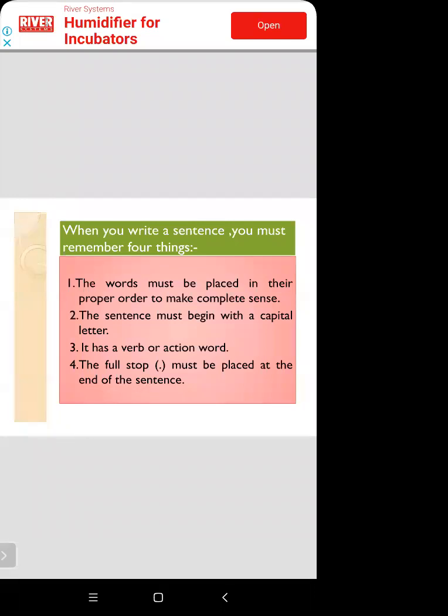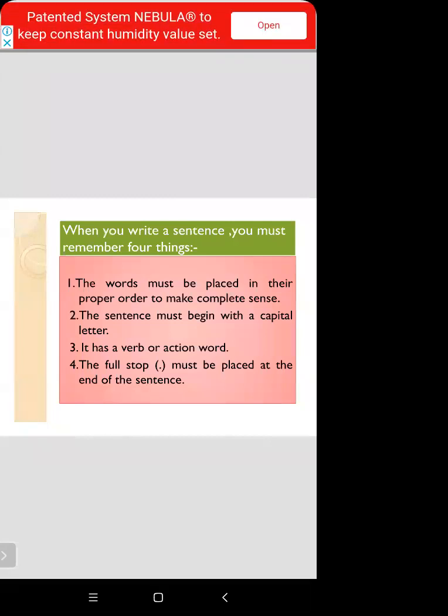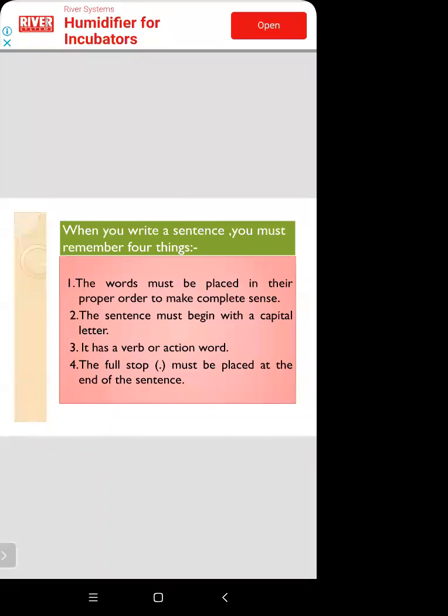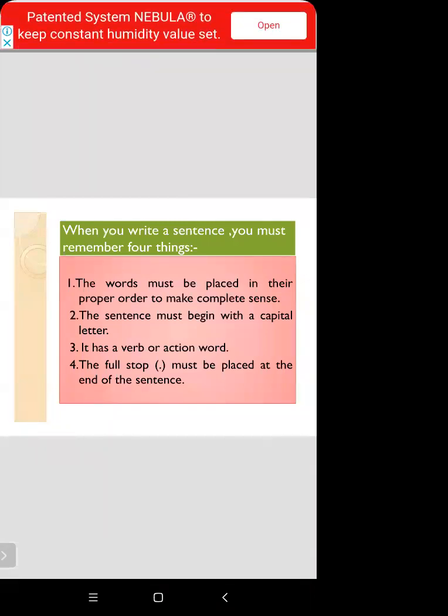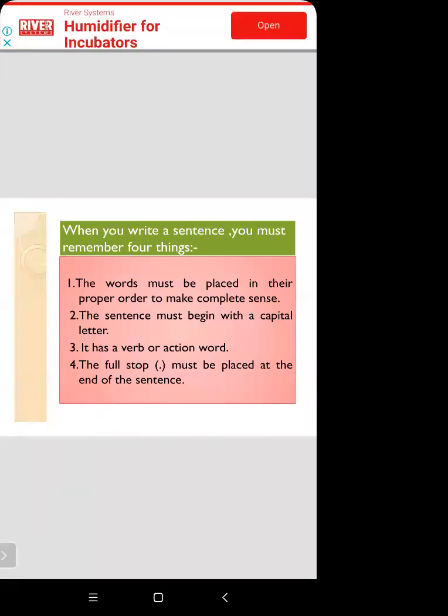Clear? So we have to use it as a helping verb. Helping verb is also known as auxiliary verb. Okay, we also use it as a main verb and we also use transitive or intransitive verbs. Okay, so we will discuss this later. So now the main focus in this sentence, you have to know about the verb. Clear? These are the action words.